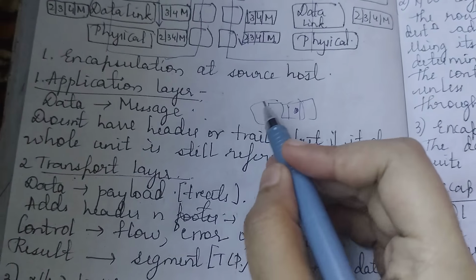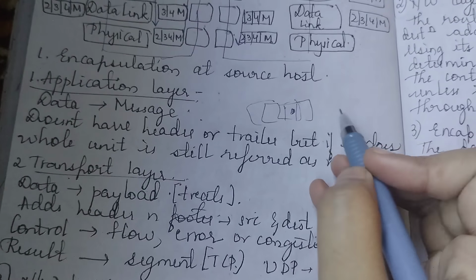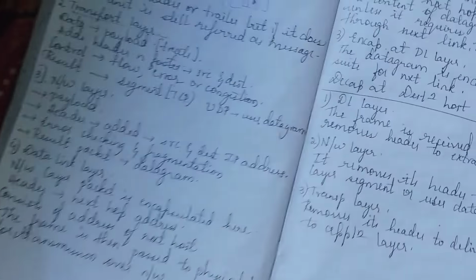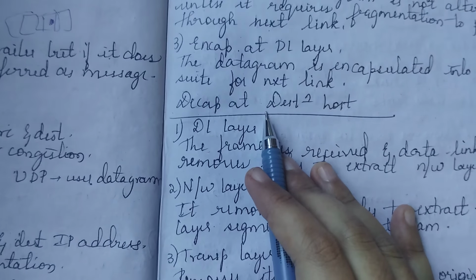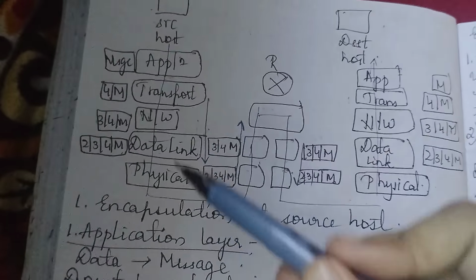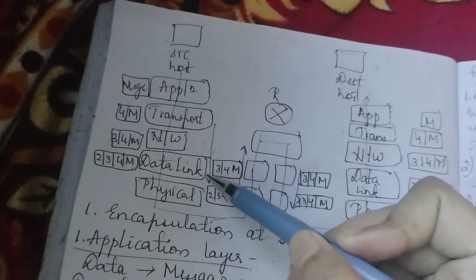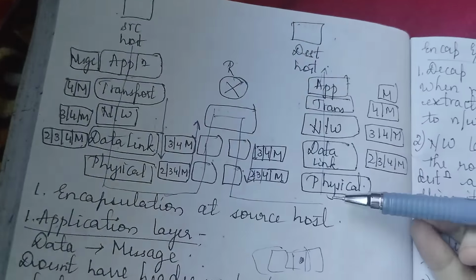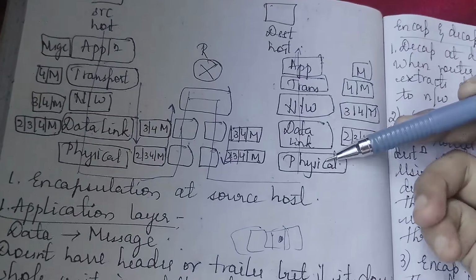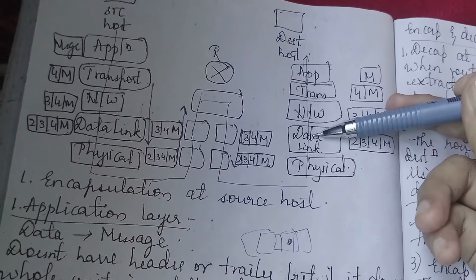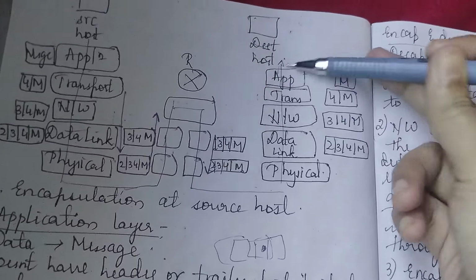Decapsulation is nothing but you are going to remove the layers one by one in each one. Now how will that happen? Let us look into that. For decapsulation, remember, for encapsulation the arrow came downwards. For decapsulation the arrow will go upwards. Okay, so physical layer you already know. So I'll start explaining from data link layer, then this and this.